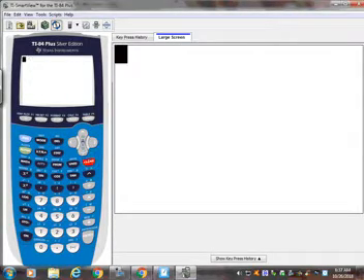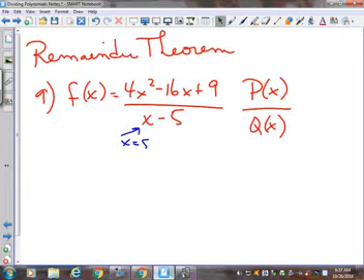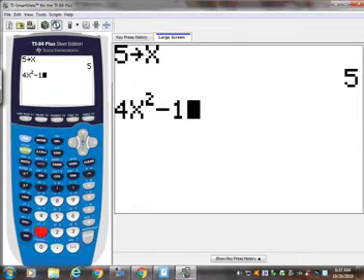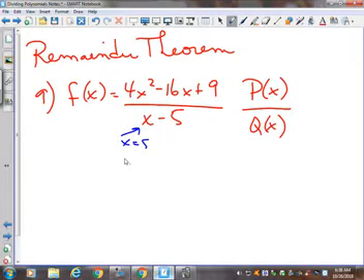Well, hold on, it didn't take 5. 5 store X. Then you type the original problem's dividend. This one's 4x squared minus 16x plus 9. That tells me the answer to this question is going to have a remainder of 29. So my remainder is equal to 29.